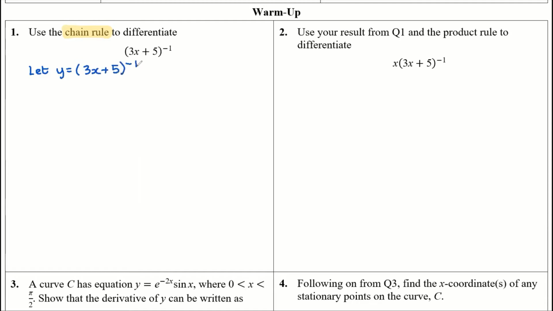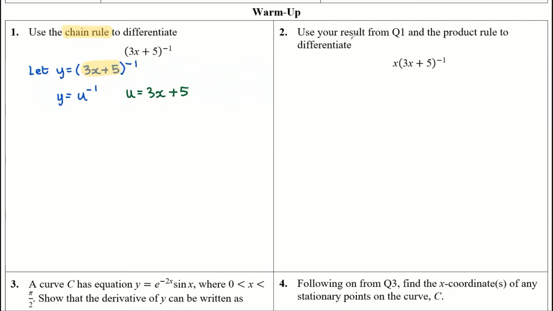Okay, then we can talk about a derivative, can't we? dy by dx. Given we've got quite a bit of experience with this now, it's pretty clear that I'm going to make a u substitution for that linear expression inside the bracket. So my y is going to equal u to the power -1, and my u is going to equal 3x plus 5. Now let's do the differentiation of each of these expressions.